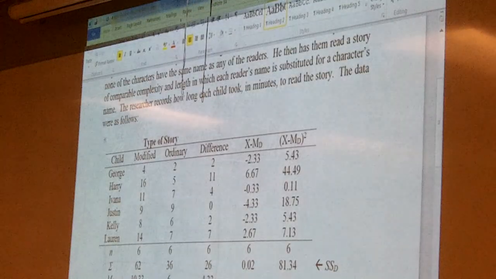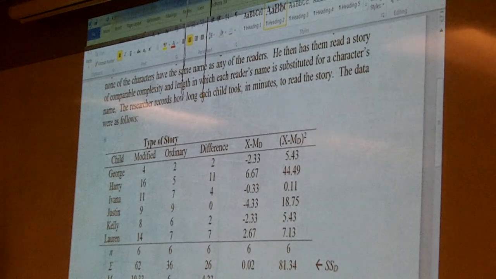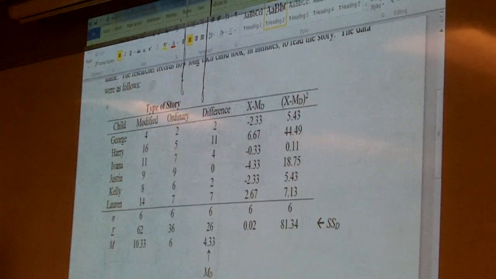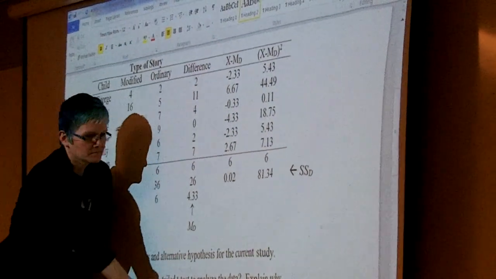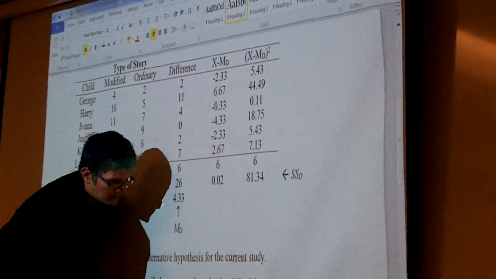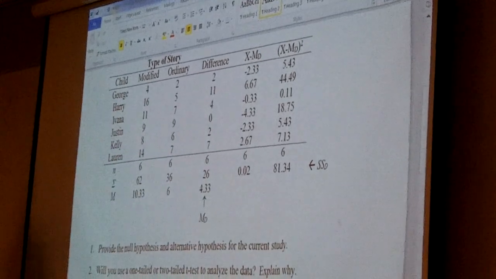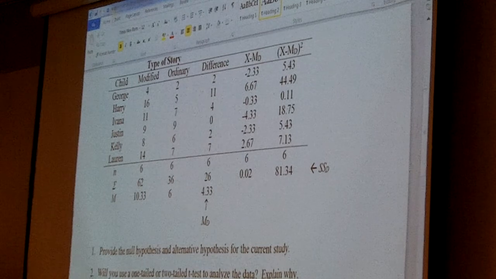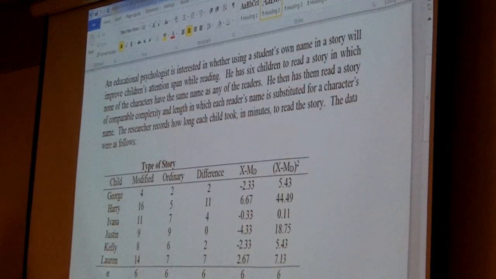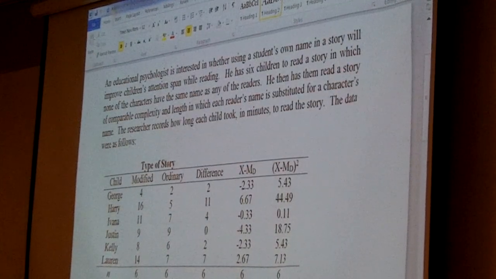Now, next, we're going to talk about related groups t-tests. And we're going to try to make this a little bit easier. Okay. So what we're going to do now is we're going to imagine that the researcher we talked about last time decided to do the same experiment.